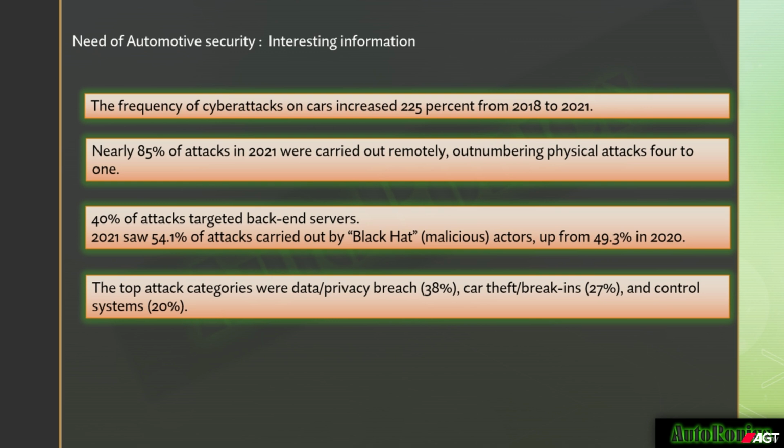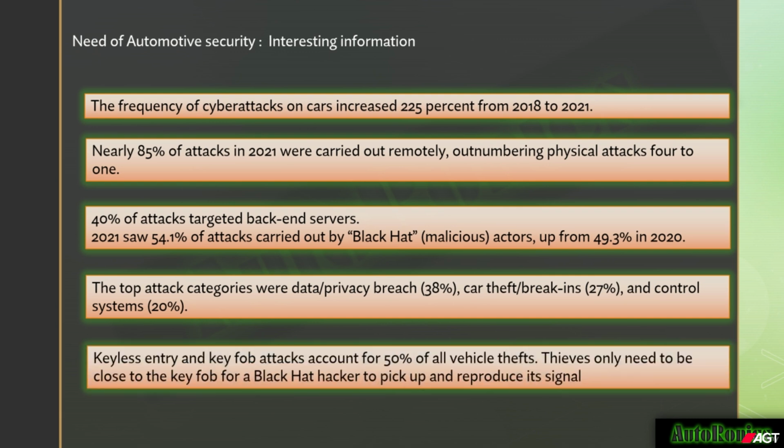The top attack categories were data privacy breach, car theft, and then control systems. Finally, keyless entry and key fob attacks account for 50% of the vehicle thefts that we discussed in the previous slides, right? There are n number of hacking devices which can easily capture what is happening in the RF signal if placed in the middle. Thieves only need to be close to the key fob for a black hat hacker to pick up and reproduce the signals. That's all. So this statistic says that recent technology and trends really help hackers get involved in the vehicle and then achieve something, or even hack the vehicle.